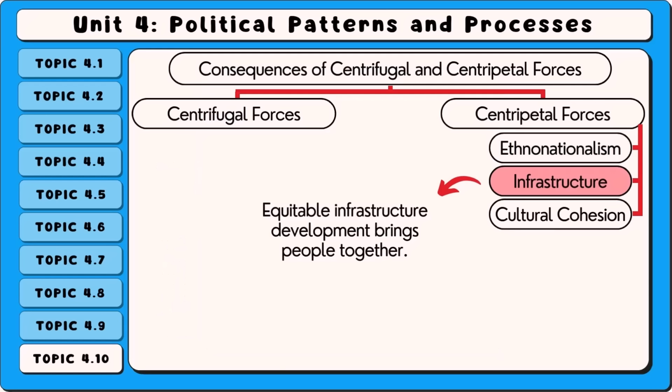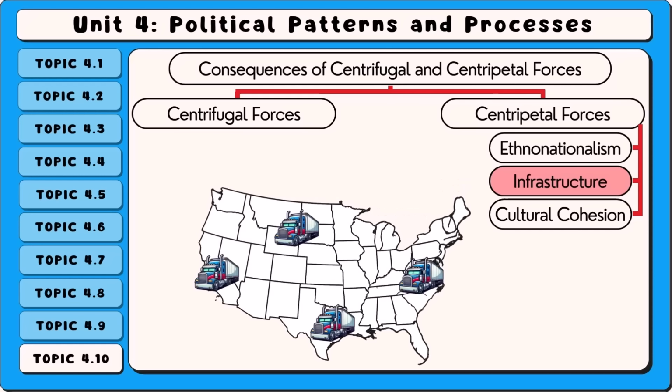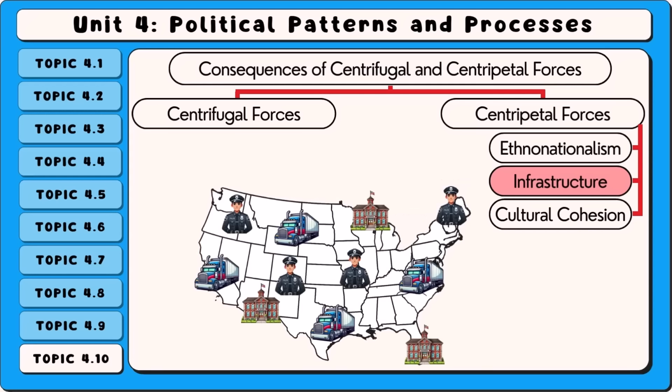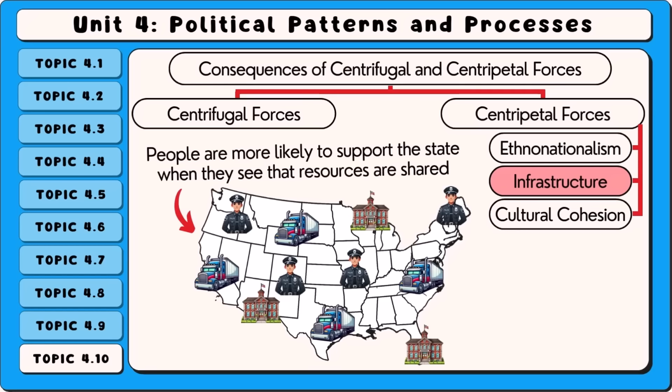The second consequence is equitable infrastructure development. When governments invest in roads, schools, and services in all regions, not just the wealthy ones, it promotes a sense of fairness. People are more likely to support the state when they see that resources are shared.